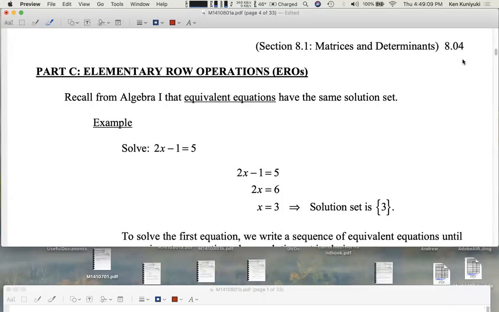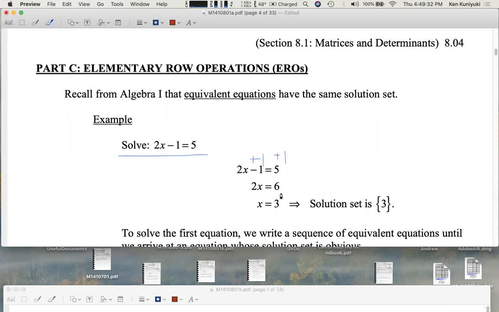Hi everyone. Before we get to systems, let's talk about some legal moves or operations when we solve one single equation in one unknown. Take 2x minus 1 equals 5. What are some legal moves or operations? We can add 1 to both sides of an equation, and we get 2x equals 6. And then we can divide both sides of an equation by 2, and we end up with x equals 3.